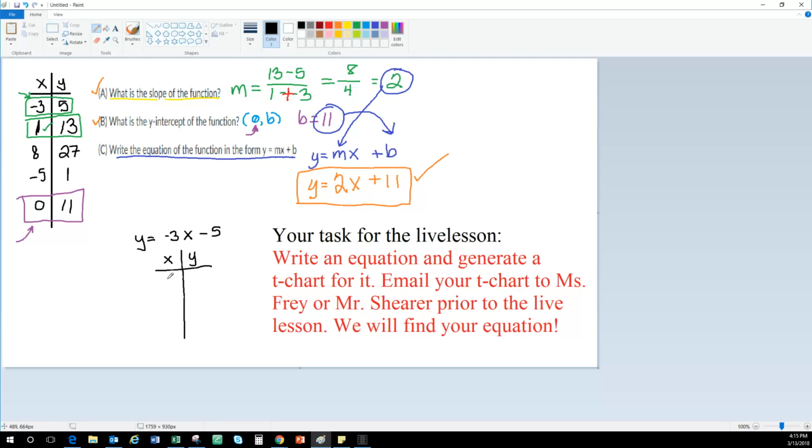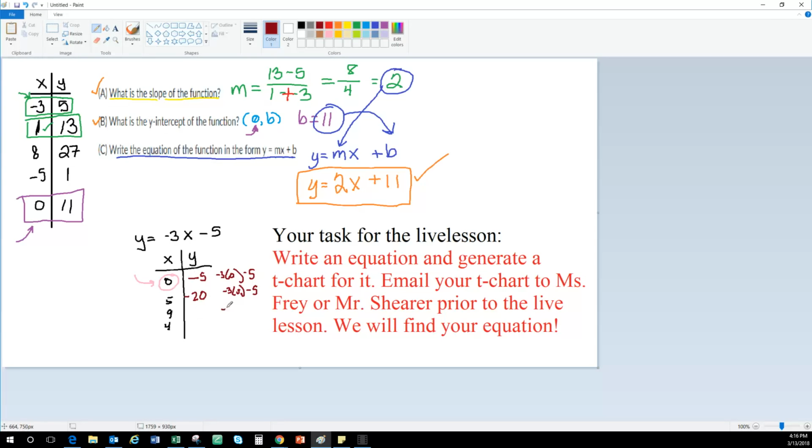So remember, with the t-chart, you get to pick the values. You could say, okay, I'm going to use 0, 5, 9, and 4. One thing you have to do is make sure that 0 is part of your x values. And you have to give us the t-chart. So I have to plug a 0 in for x, so negative 3 times 0 minus 5 is minus 5. Do the same thing for the 5. So this would be negative 15 minus 5 is negative 20.